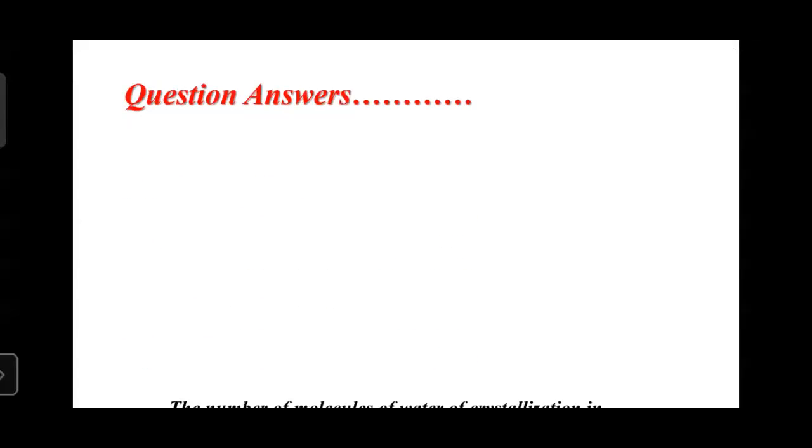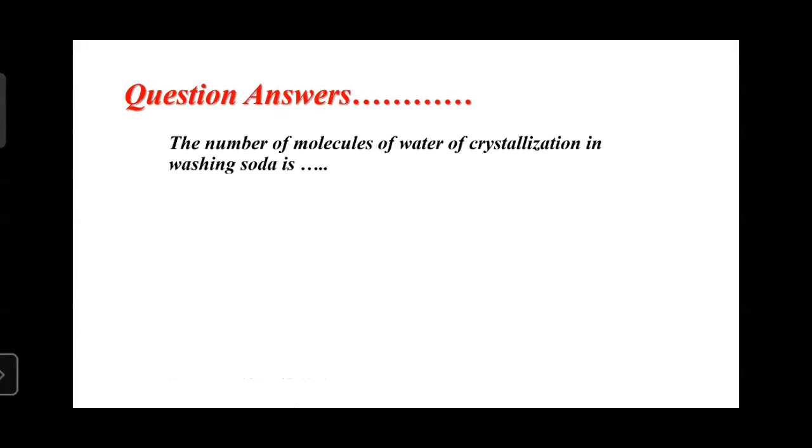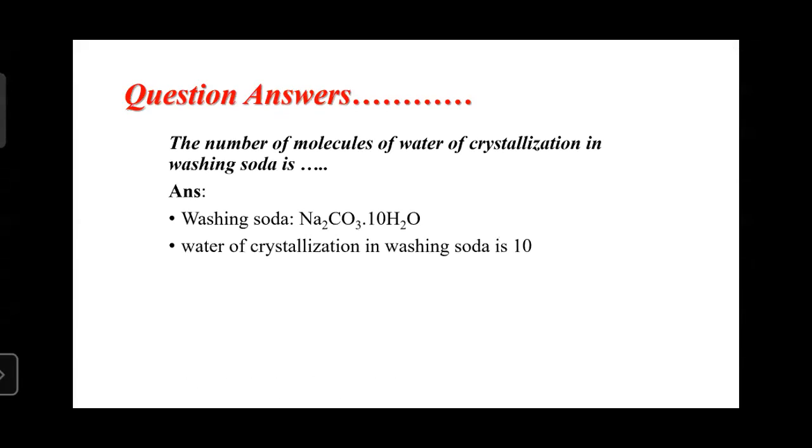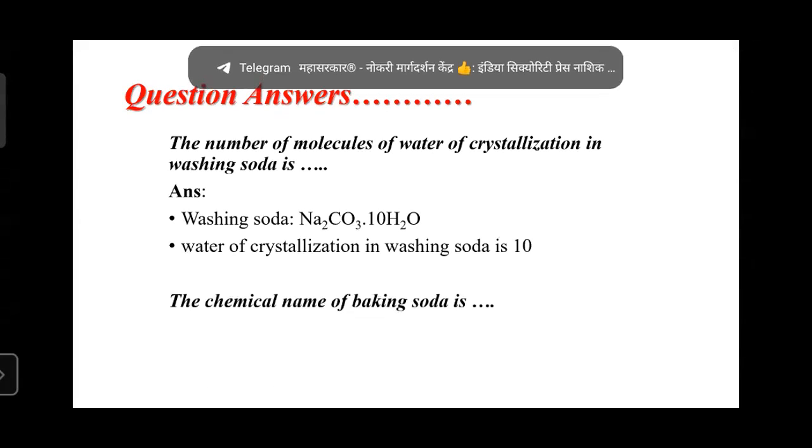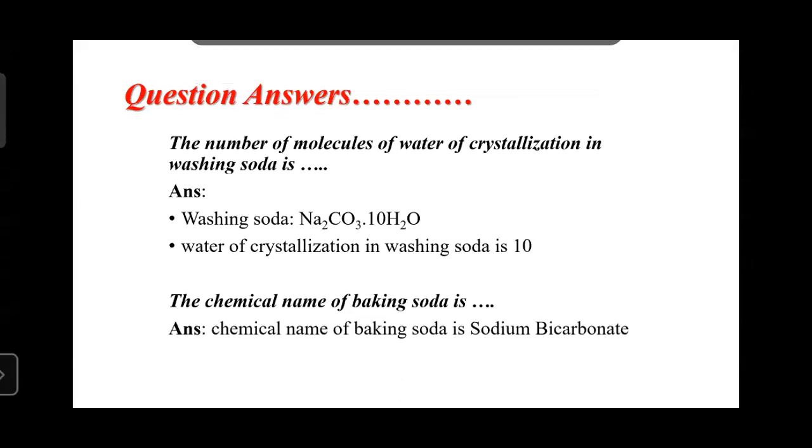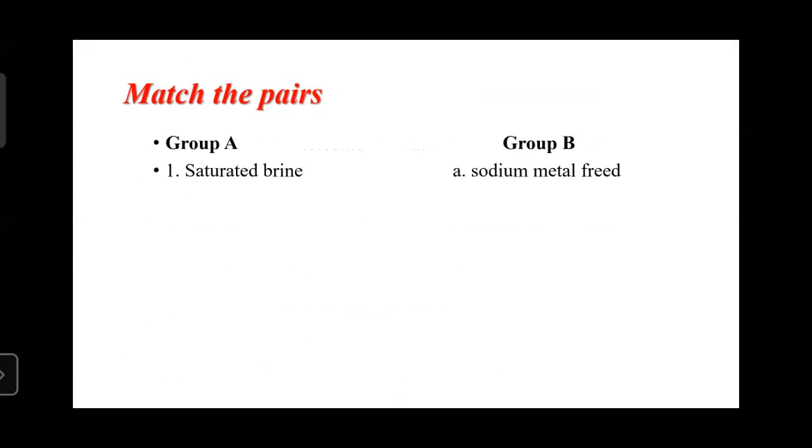First question, the number of molecules of water of crystallization in washing soda is 10. Now, the molecular formula of washing soda is Na2CO3.10H2O. Water of crystallization in washing soda will be 10. The chemical name of baking soda is sodium bicarbonate.